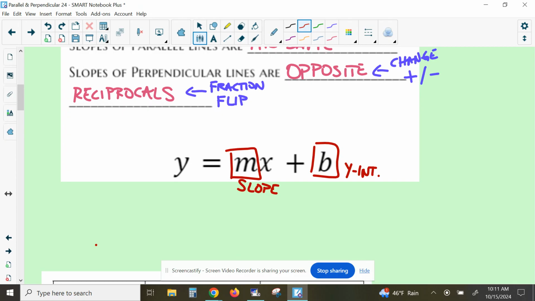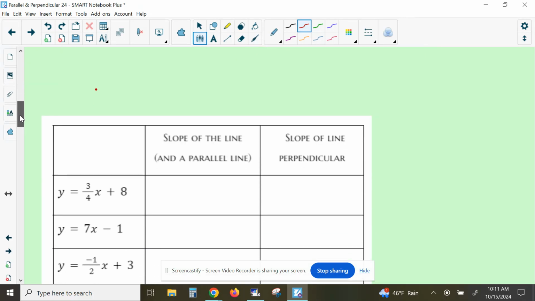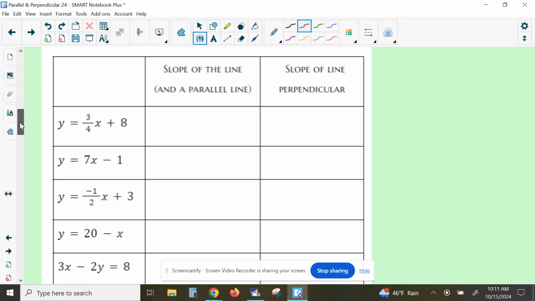So let's go ahead and look at some equations below here. Let's go to this little table. I'm going to put a little note at the top of it, that they must look like y equals mx plus b. So make sure your equations look like y equals mx plus b, which will require you to remember some algebra to move stuff around if needed.